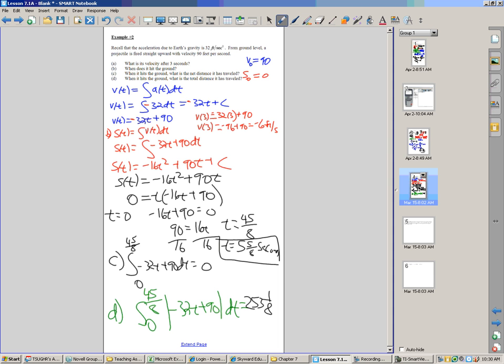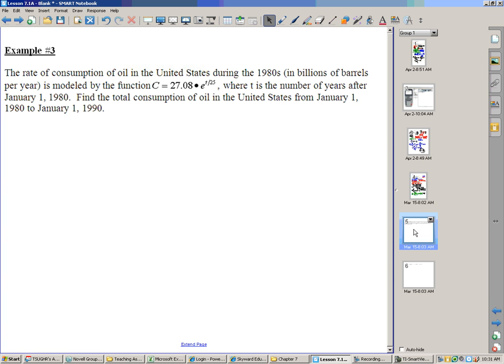There it is. Questions on that problem? To break it up, you can look at this analytically and break it up between 0 and 45/16, when it's going up and when it's going down, if you had to do it analytically without the absolute value bars. All right? Last problem.